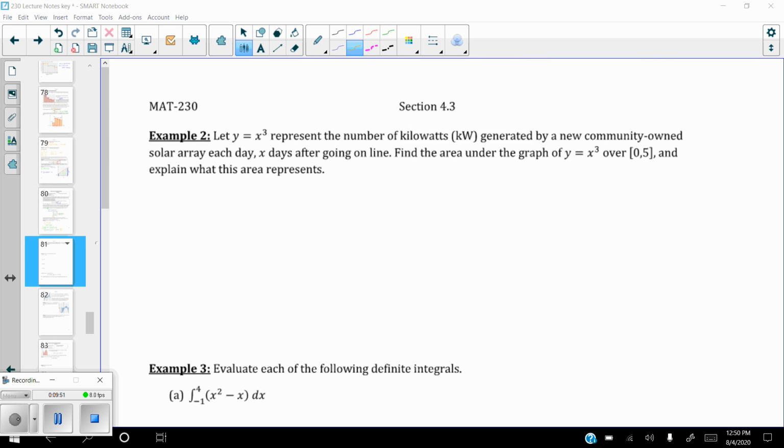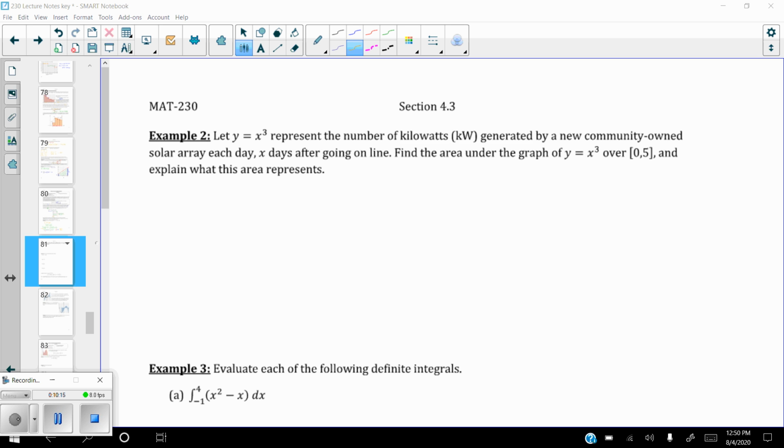All right, so example 2, let y equal x cubed represent the number of kilowatts generated by a new community-owned solar array each day. So that's the number of kilowatts per day. It's a rate of change, which means it is technically a derivative. X days after going online. So find the area under the graph of y equals x cubed from 0 to 5 and explain what that area represents.